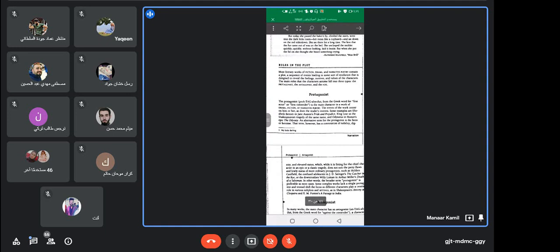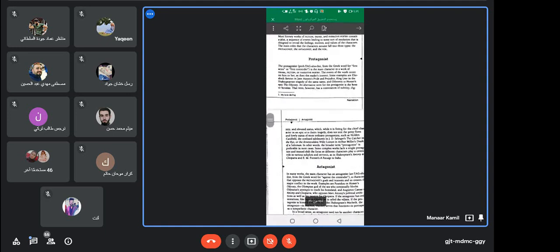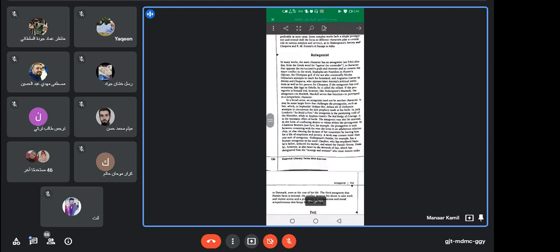Then let's move to the roles in the plots. We talked about protagonists بس هنا نعطيكم تعريف للprotagonist. The protagonist is the main character in the work of drama, fiction, narrative, poetry. In many works, the main character has an antagonist, a character that opposes the protagonist's goals and interests, and so creates the major conflict in the work.